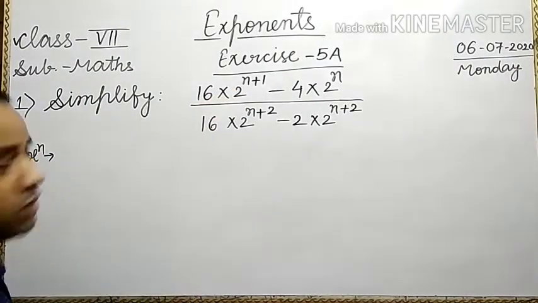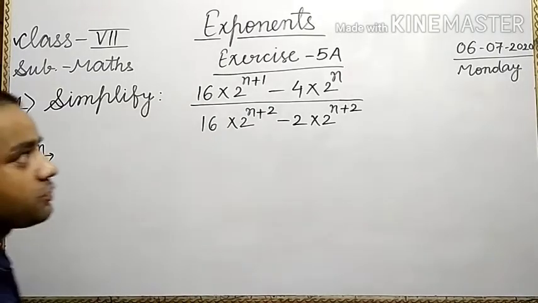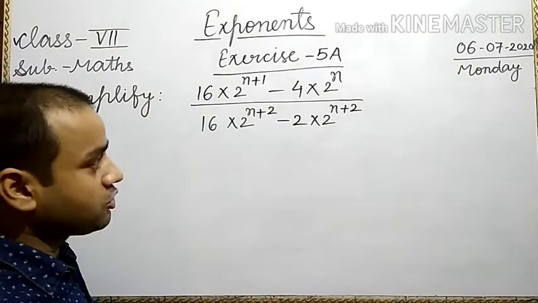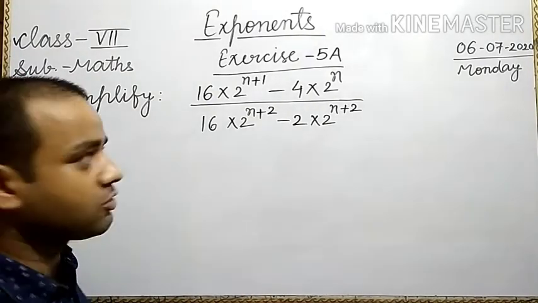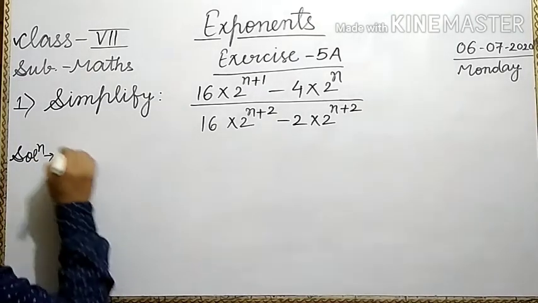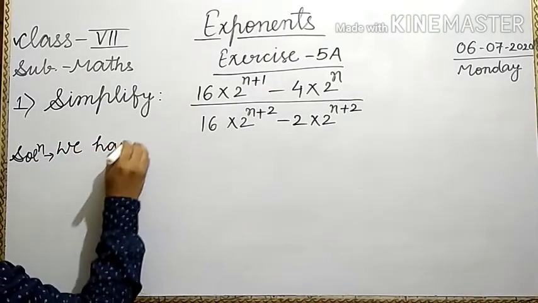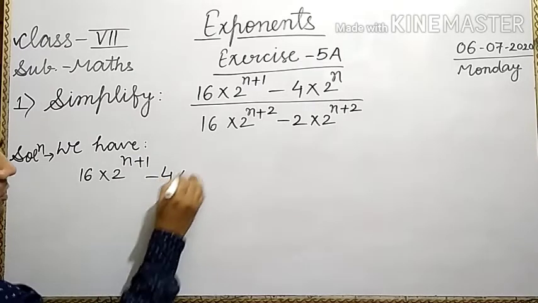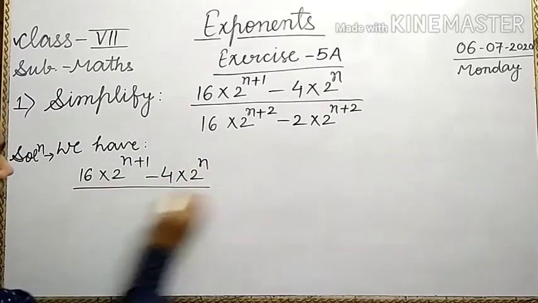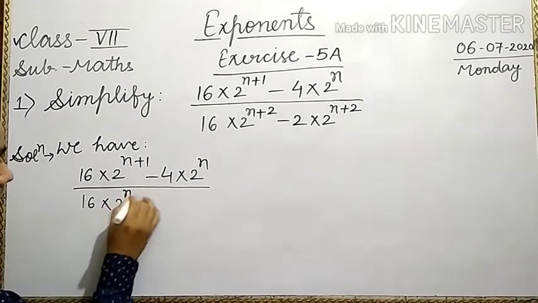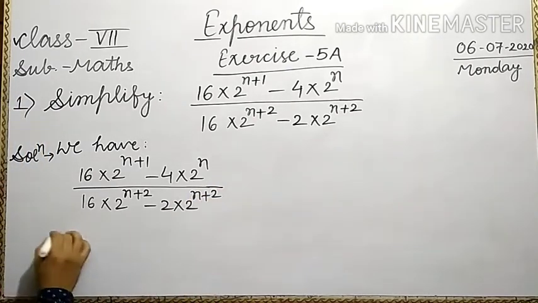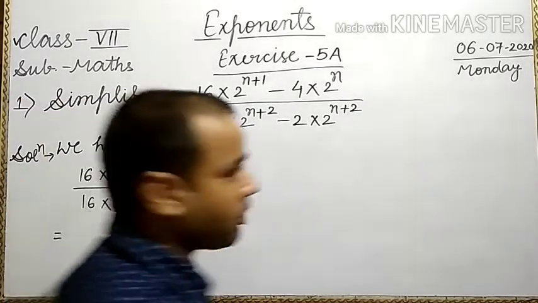Simplify (16 into 2 power of n plus 1 minus 4 into 2 power of n) upon (16 into 2 power n plus 2 minus 2 into 2 power of n plus 2). First we rewrite the question. We have (16 into 2 power of n plus 1 minus 4 into 2 power of n) upon (16 into 2 power of n plus 2 minus 2 into 2 power n plus 2) is equal to. Here first we remove the powers of this type.